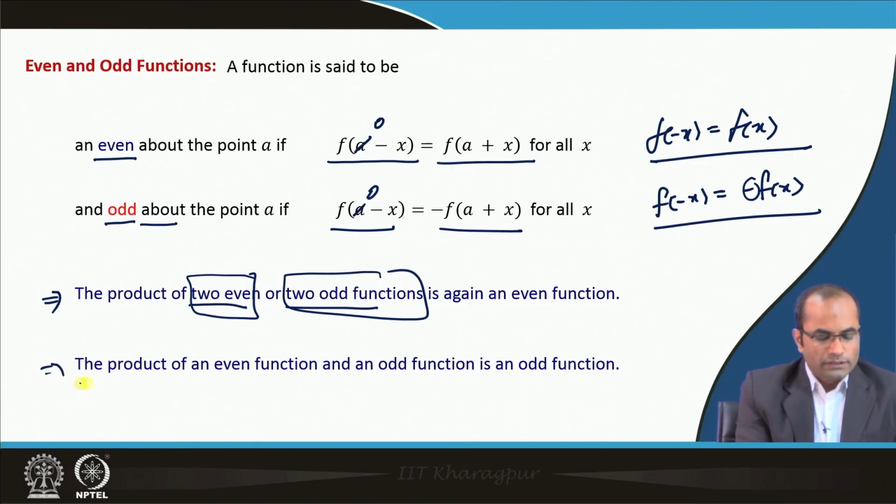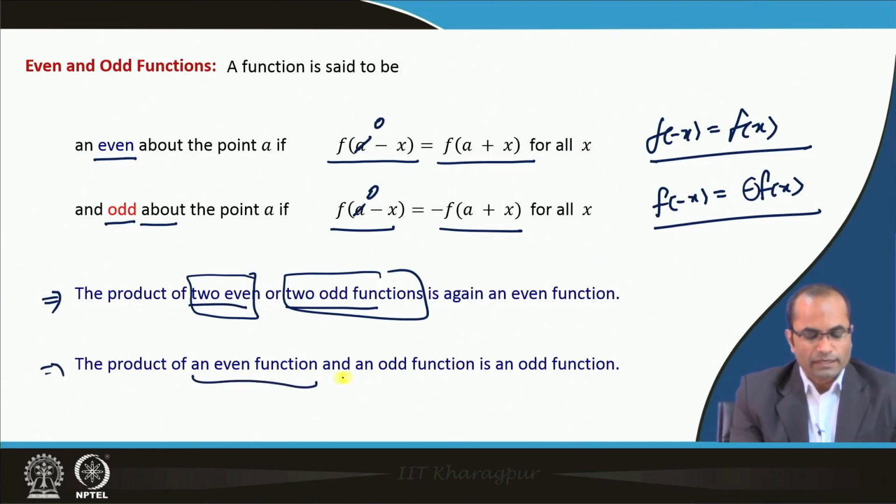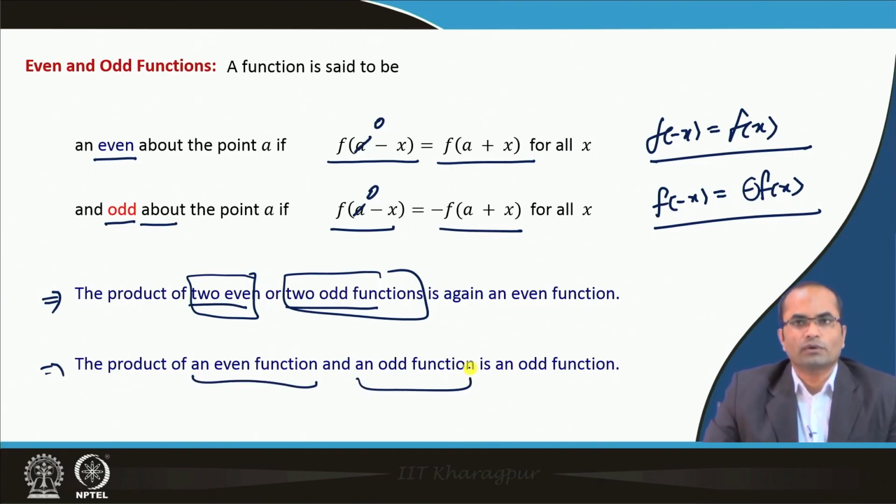And moreover, the product of an even function and an odd function, that is, if in the product one function is even and the other one is odd, in that case the product will be an odd function.